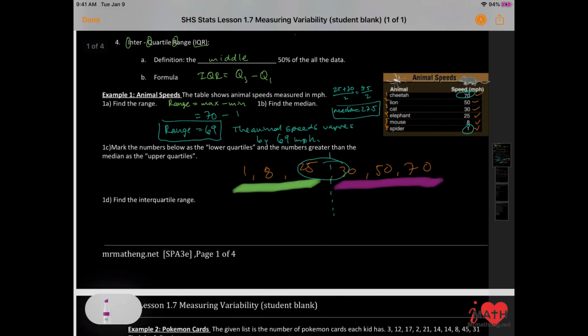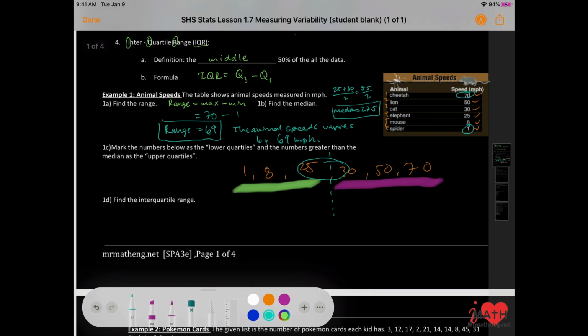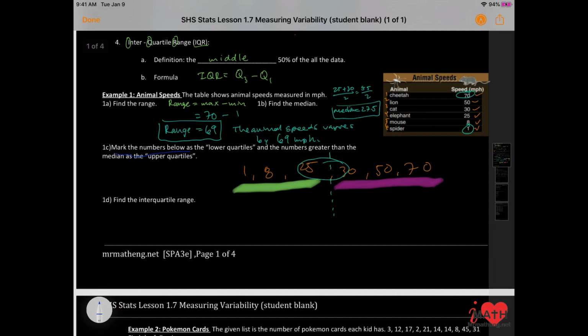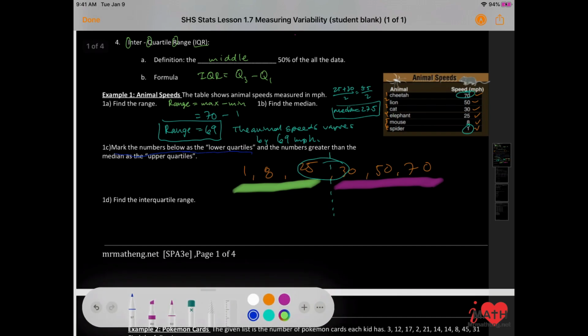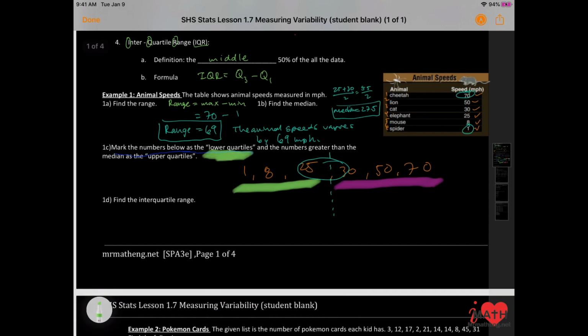Okay. Now it tells me to mark all the numbers below as the lower quartile. So I should have done green. So the lower quartile is these numbers down here. It's below the median.